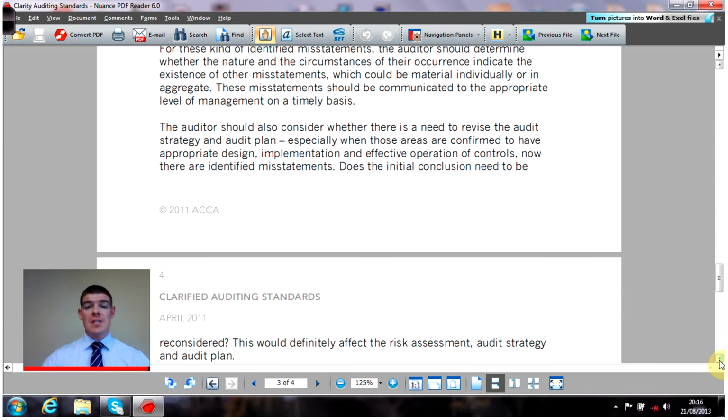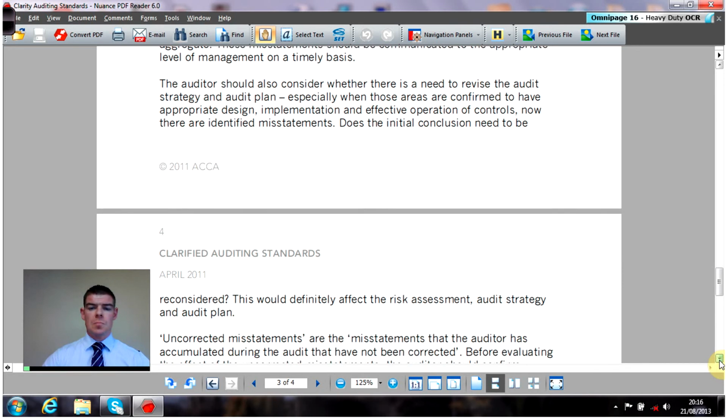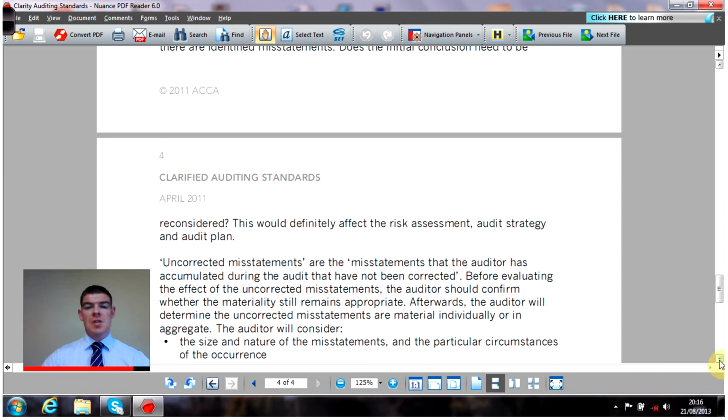The auditor also needs to consider whether there is any revision required to the audit plan in respect of identifying significant material misstatements. So does the initial conclusion or the initial recommendation of an audit report need to be revised? Does the audit strategy and the audit plan need to be reassessed and recommunicated? There are aspects that need to be considered.